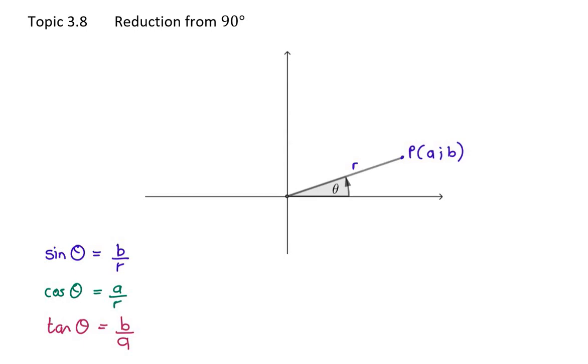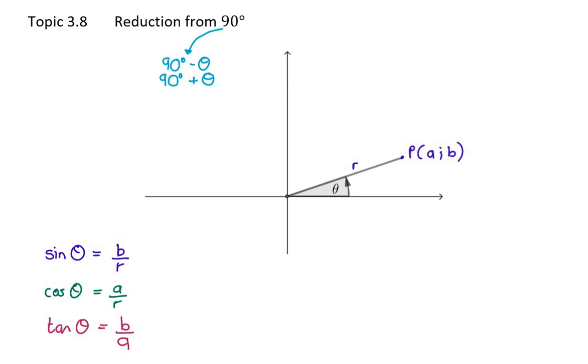Now when I say reductions from 90, the one we're going to look at in this video is how do I create an angle of 90 degrees minus theta, and then how do I make an angle of 90 degrees plus theta, because so far we've only dealt with creating reductions that work from 180 and from 360 degrees.